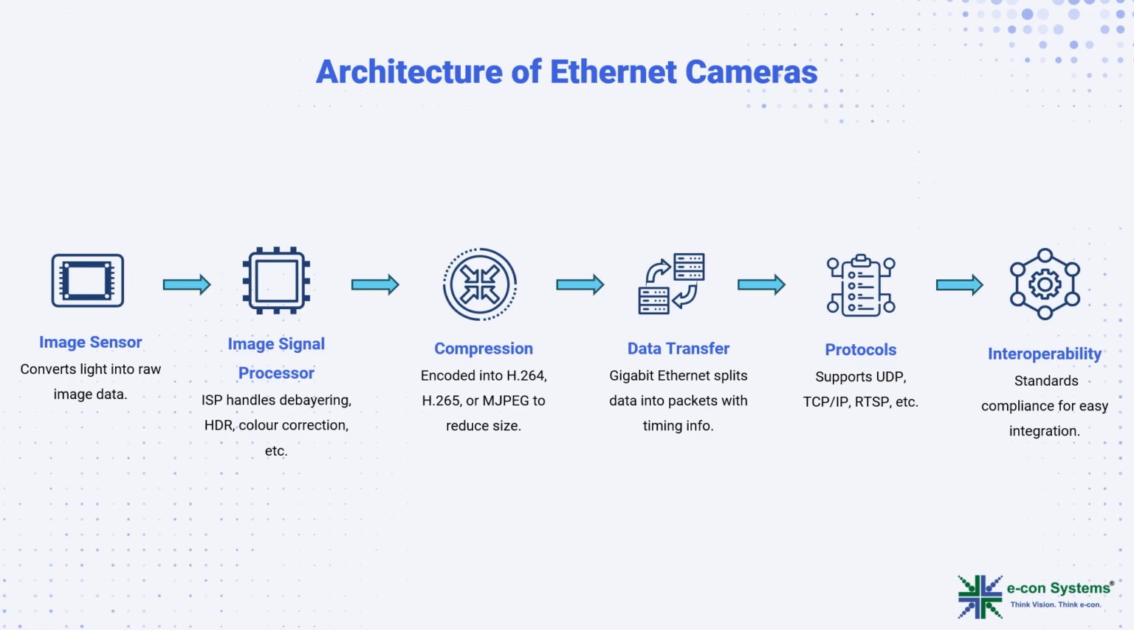happens in different formats like H.264, H.265, or MJPEG. This compression can reduce the file size without sacrificing the image quality. It helps to transfer the data over the network. After that, the gigabit Ethernet interface takes the compressed data and converts it into small packets. Each packet contains information such as timing and sequence.